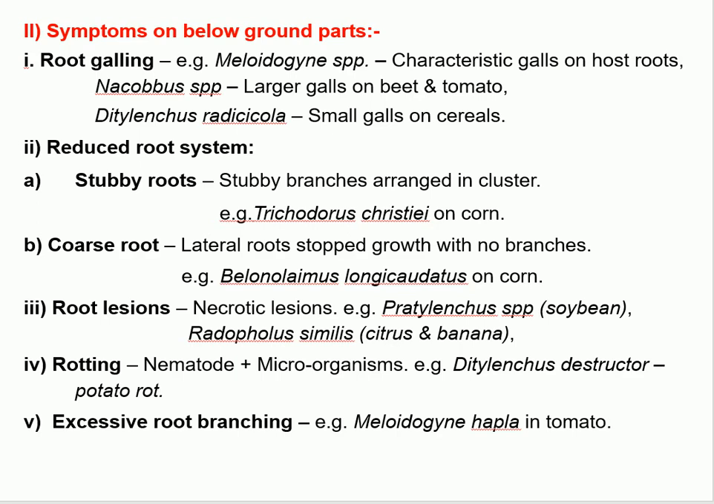Third symptom, root lesion. Necrotic lesions are produced on the roots in soybean, citrus, and banana. Fourth symptom, that is rotting. This rotting is due to the injury caused by nematodes and development of microorganisms in these injuries. That means nematode plus microorganism. Ditylenchus destructor is the example which can cause potato rot. And fifth symptom is excessive root branching. For example, Meloidogyne hapla in tomato plant.